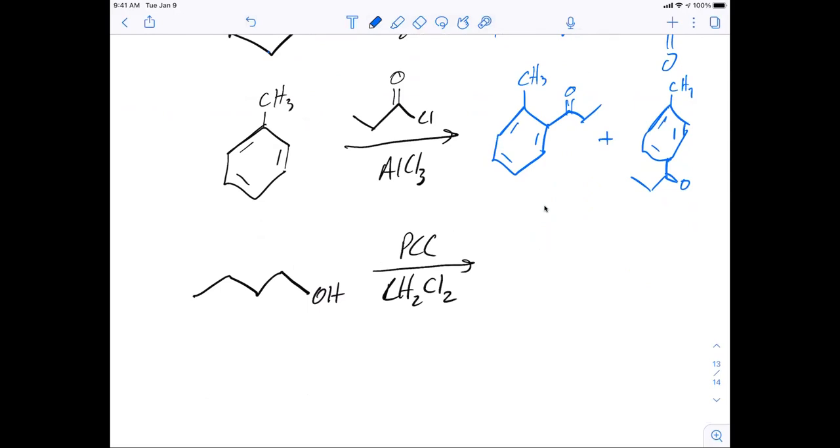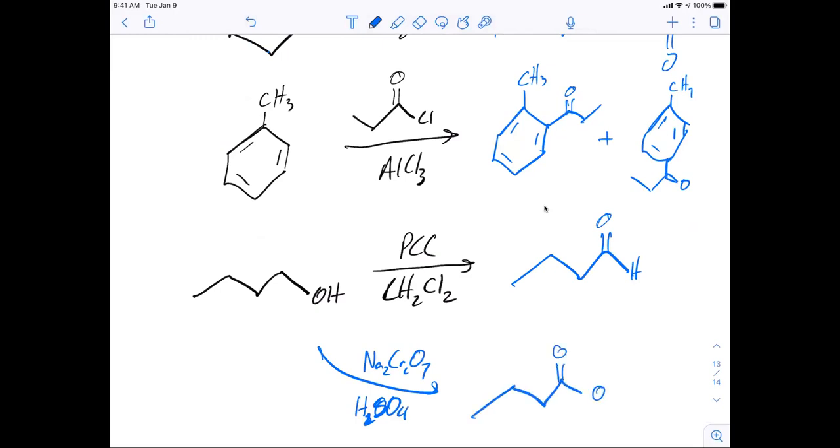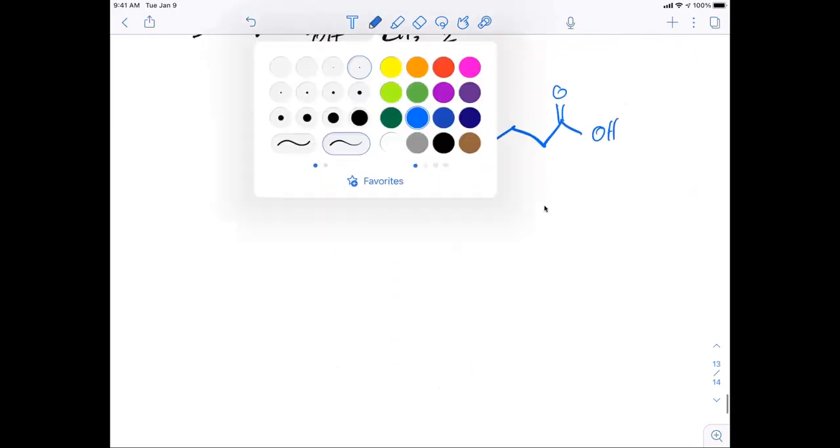And then the last one, PCC, is an anhydrous oxidant. So a primary alcohol will go to an aldehyde. If we had used something like sodium dichromate and acid, this is in sulfuric acid, this is an aqueous condition, I would have ended up with the carboxylic acid. So the PCC stops at the aldehyde. Questions about any of these? Again, these are review. So every time we see one, we're going to review them. We're just using it a different way.